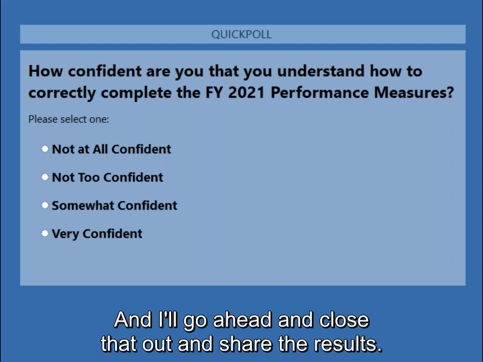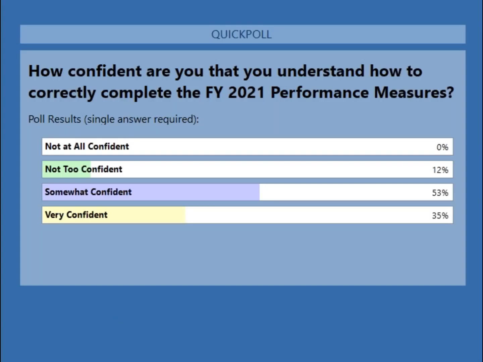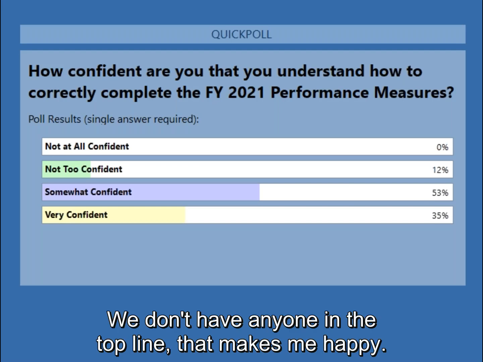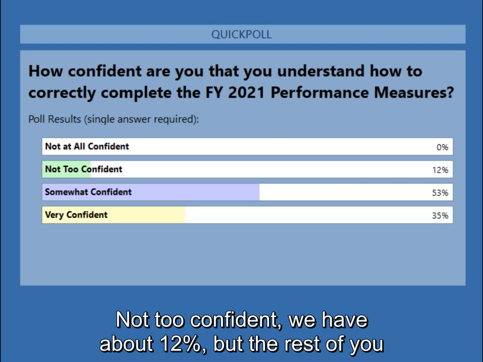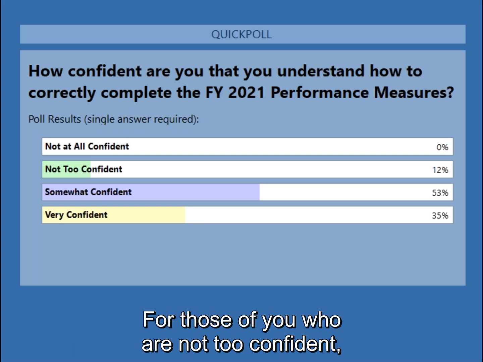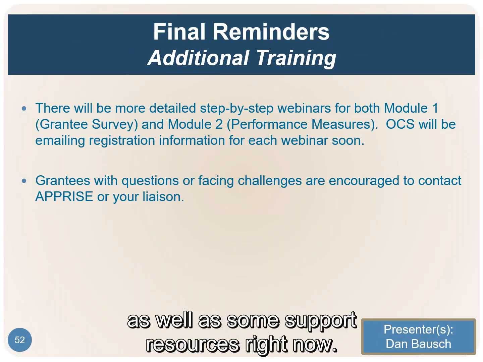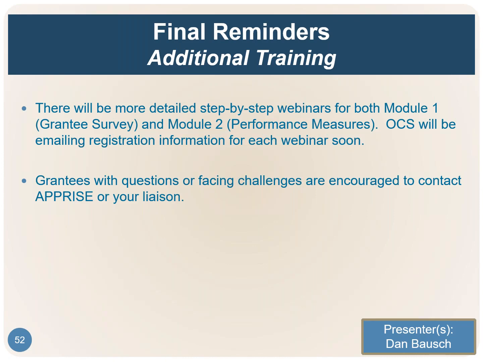All right, I'll go ahead and close that out and share the results. Well, great. We don't have anyone in the top line. That makes me happy. Not too confident, we have about 12%, but the rest of you feel like you're either somewhat confident or very confident. For those of you who are not too confident, we're going to share some additional training resources as well as some support resources right now.